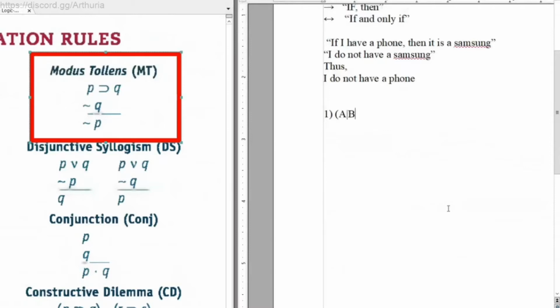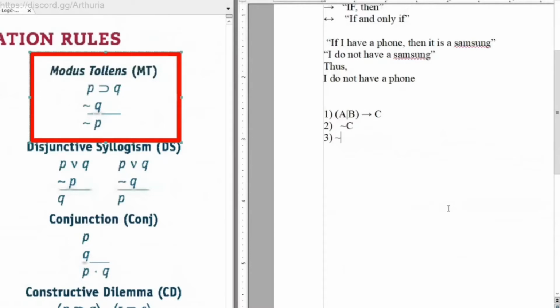A or B is true. If A or B is true, then C is true. I'm going to tell you that C is not true, so not C. Premise 3: I just mean not C.